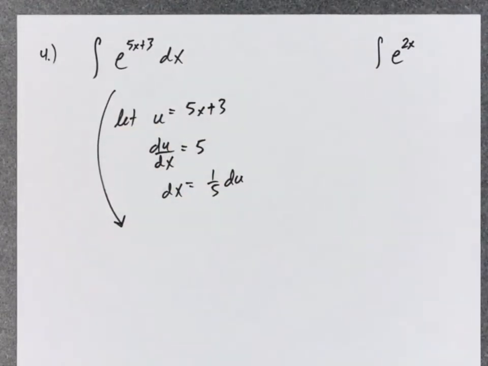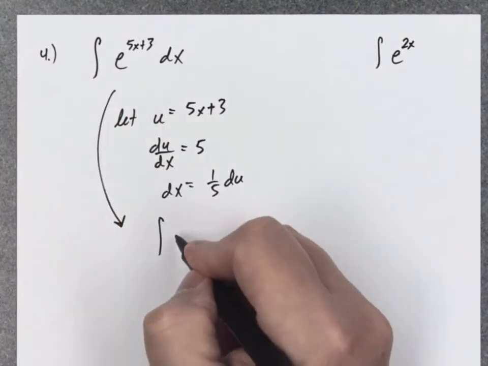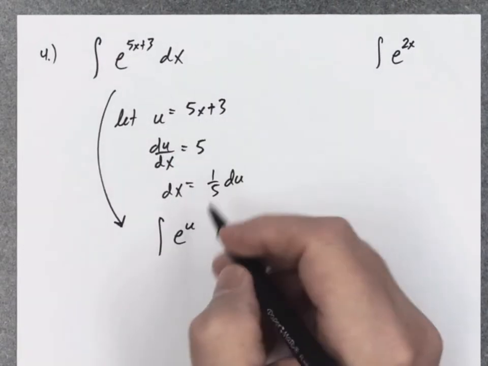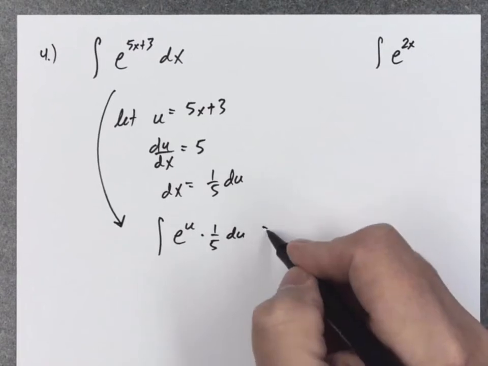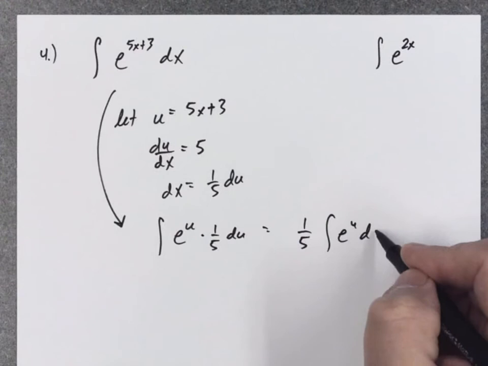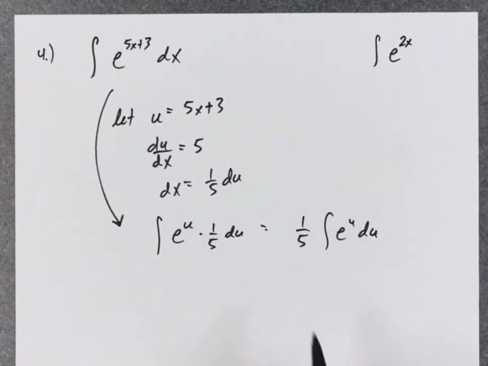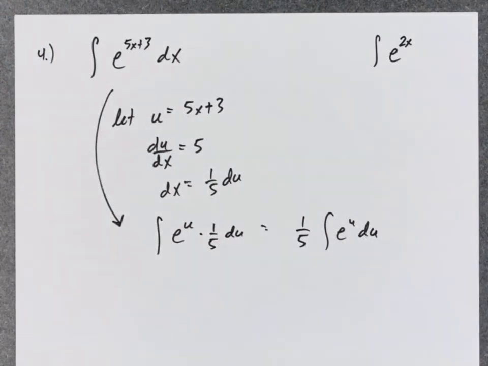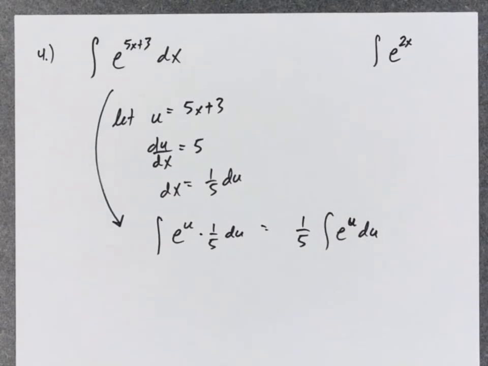I'm ready to substitute. So e to the 5x plus 3 becomes e to the u. The dx is 1/5 du. So if I rewrite this, I bring the 1/5 out front. Now look what's happened. When I convert my x's to u's, I actually get an integral I have a rule for.